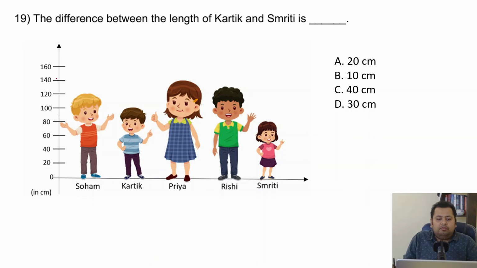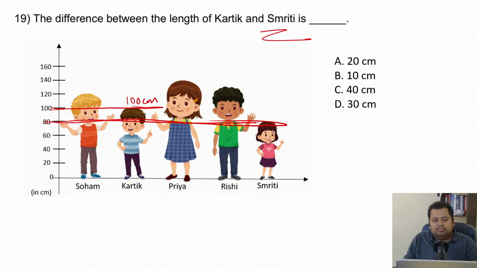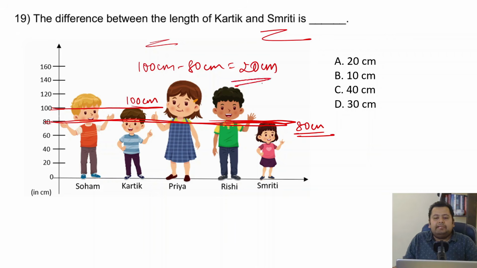Great. So, what is the height of Karthik? Karthik is 100 centimeter tall, right? Now, what is the height of Smriti? Smriti here actually is 80 centimeter tall. This is not a straight line, but if you do it at scale, you will find that she is 80 centimeter. So, what is the difference between their height? That is 100 centimeter minus 80 centimeter. It comes out to be 20 centimeter. So, option A is your correct answer.